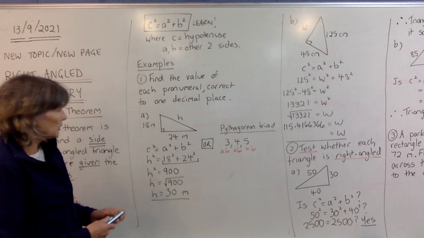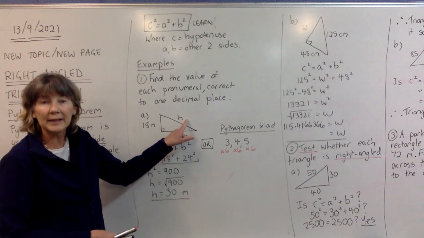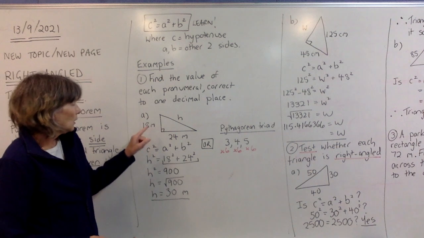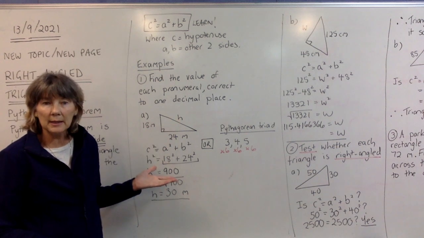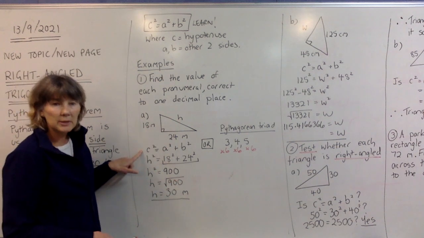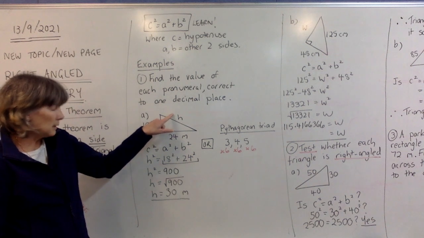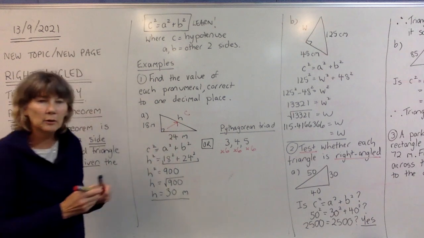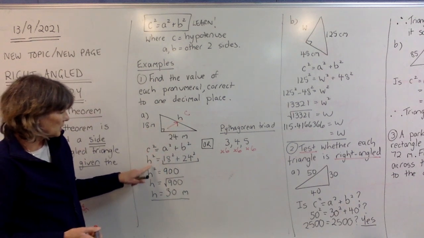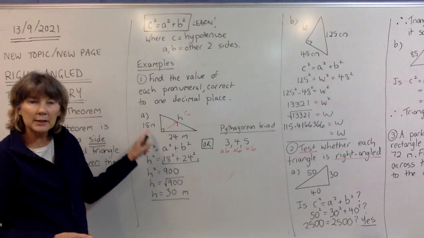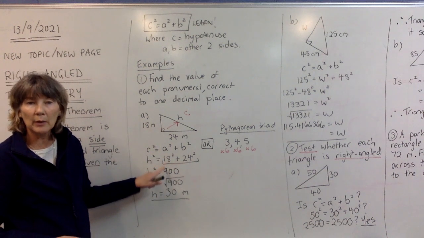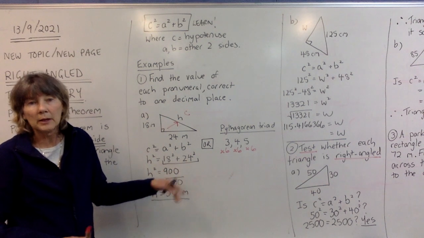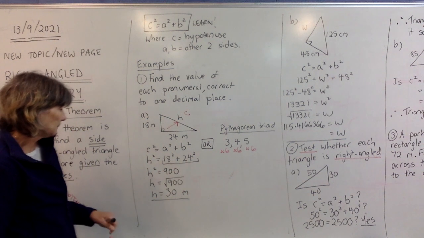All right, so in this first question, we're finding the value of the pronumeral or the letter. So we're going to see that we've got a right-angled triangle. We are dealing with three side lengths here. So we're going to use Pythagoras' Theorem. So we put in c is our hypotenuse opposite the right angle. So we're going to put h in that spot. These two, 18 and 24, it doesn't matter if they go 18 squared plus 24 squared or 24 squared plus 18 squared. It won't make any difference to the answer.